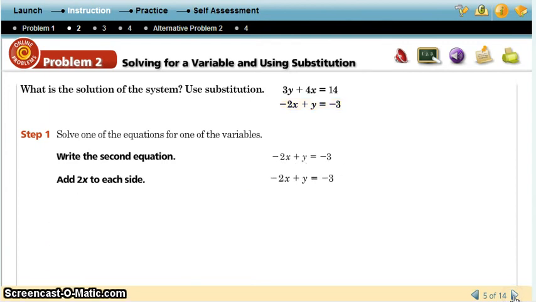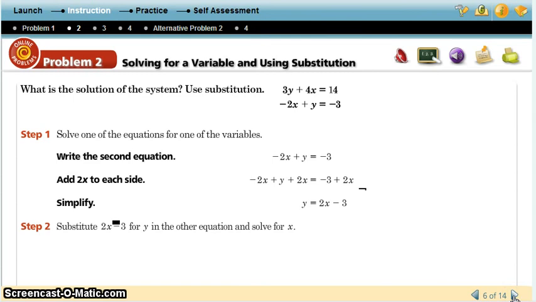Add 2 times x to each side. Simplify. For step 2, substitute 2 times x minus 3 for y in the other equation and solve for x.